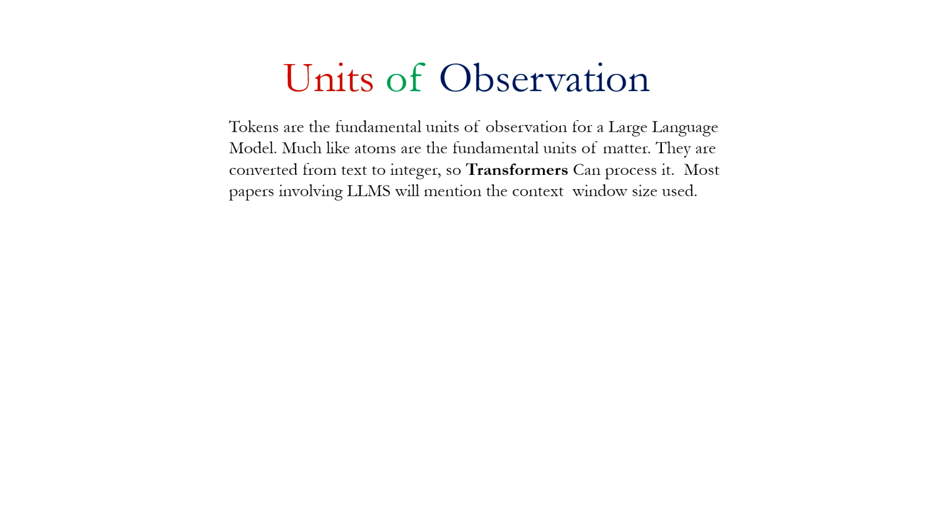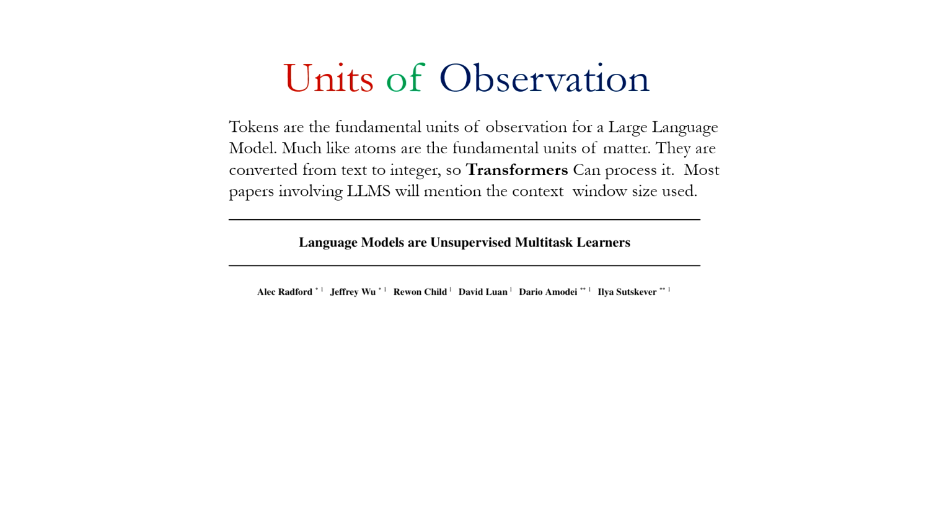Most papers involving LLMs will mention the context window size used. So for example, you've got this paper, Language Models are Unsupervised Multitask Learners. And you're going to see in the beginning that the vocabulary is expanded to 50,257. We also increased the context size from 512 to 1,024 tokens, and a larger batch size of 512 is used. So you're going to see the number of tokens that they have.